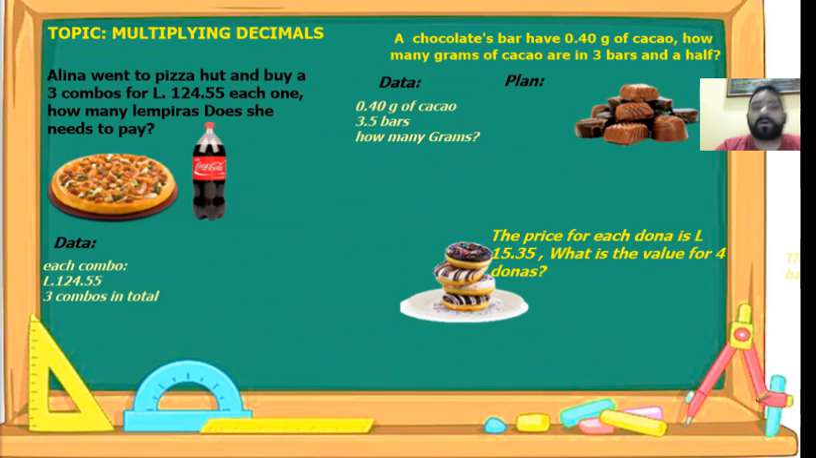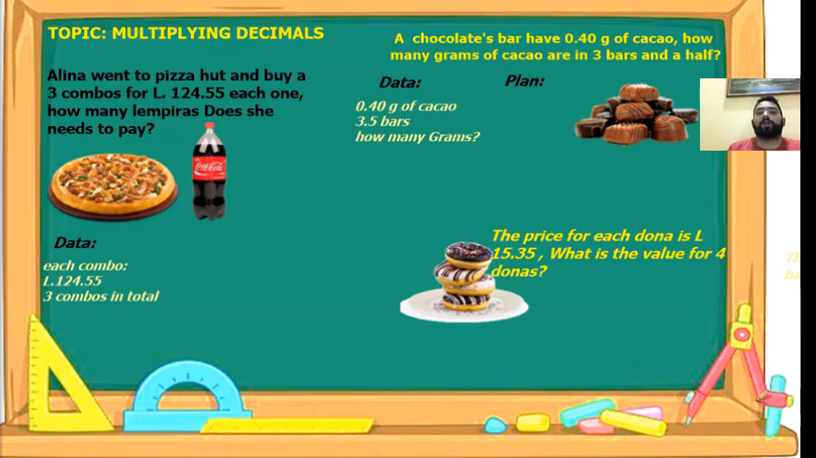Hi everyone, today I'm going to explain how to multiply decimals. For this topic, I have three examples, or three word problems, or real-world applications. In the first one, Alina went to Pizza Hut and bought three combos for 124.55 lempiras each one. How many lempiras does she need to pay for the three combos?